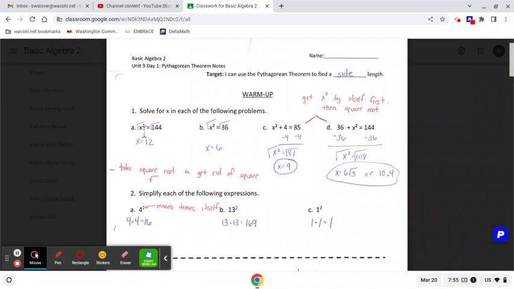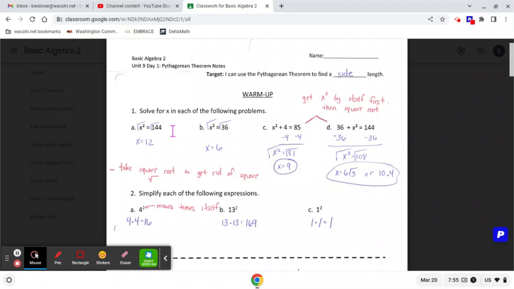So we're going to take the square root of x squared because there's always an inverse to every operation that we do. Just like addition, the inverse would be subtraction, multiplication would be division. The inverse of squaring would be square rooting. So when we square root both sides, we do get 12.